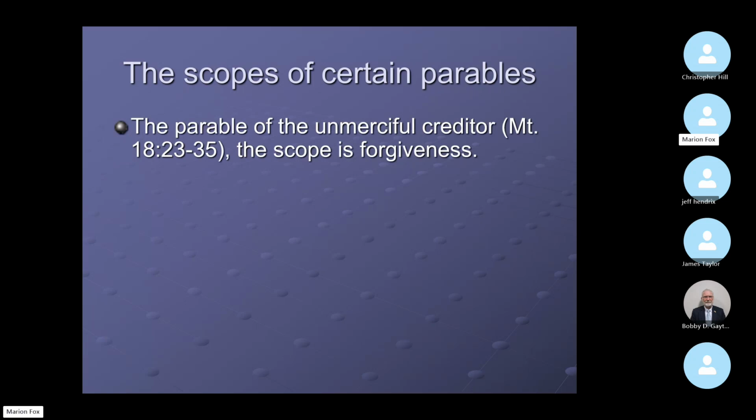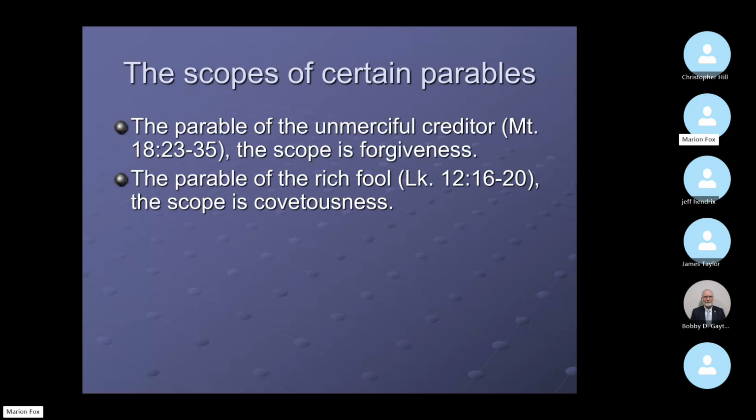Now let's look at some certain parables that we know are parables. There's the parable of the unmerciful creditor in Matthew 18, verses 23 through 35. The scope of that is forgiveness, and he tells you in the context. The lesson has to do with forgiveness. And the parable of the rich fool in Luke 12, verses 16 through 20. The scope of that is covetousness. So the lesson to be learned is on covetousness.